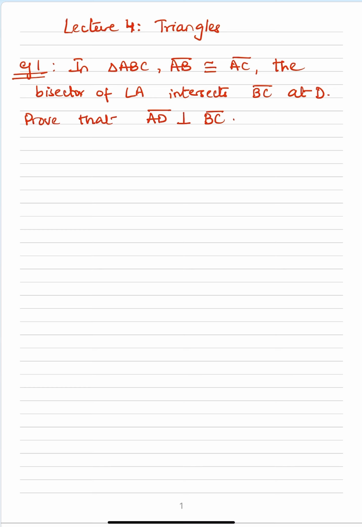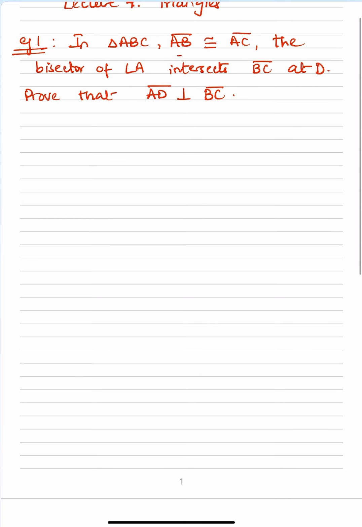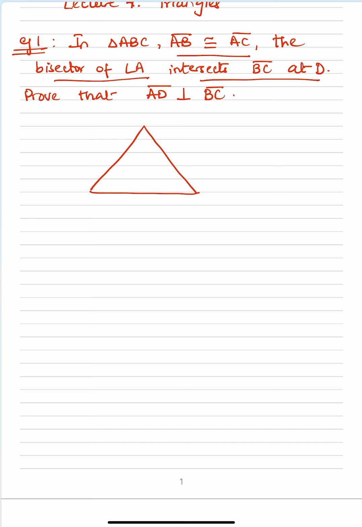Okay. Here I have written a sum: in triangle ABC, line segment AB is congruent to line segment AC and the bisector of angle A intersects BC at D. So first of all, we should draw a figure related to the statements given to us.